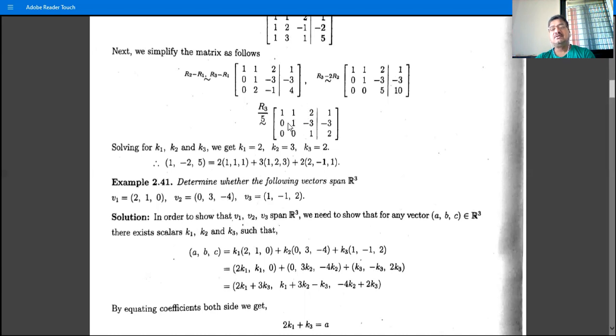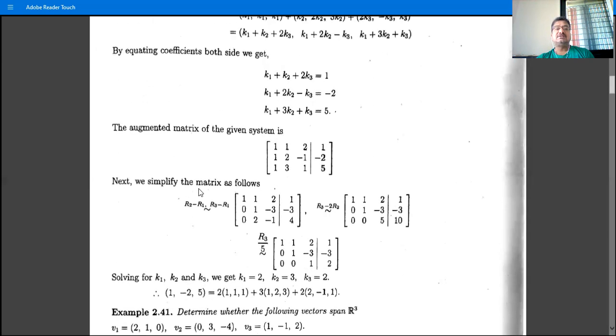Rewrite the equations. The first equation is K1 plus K2 plus 2K3 is equal to 1. The second equation is K2 minus 3K3 is equal to minus 3, and the third equation is K3 is equal to 2. So substitute K3 equal to 2 in the upper equation, we get the value of K2, and then substitute K2 and K3 in the above equation, we have the value of K1. So K1 is 2, K2 is 3, and K3 is 2.